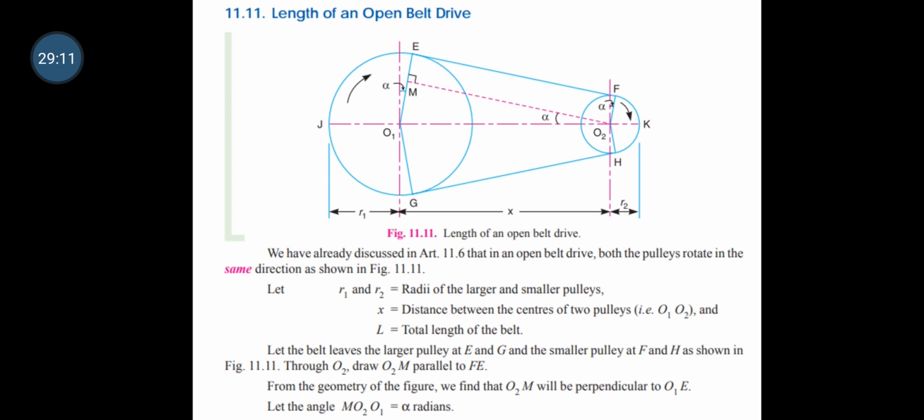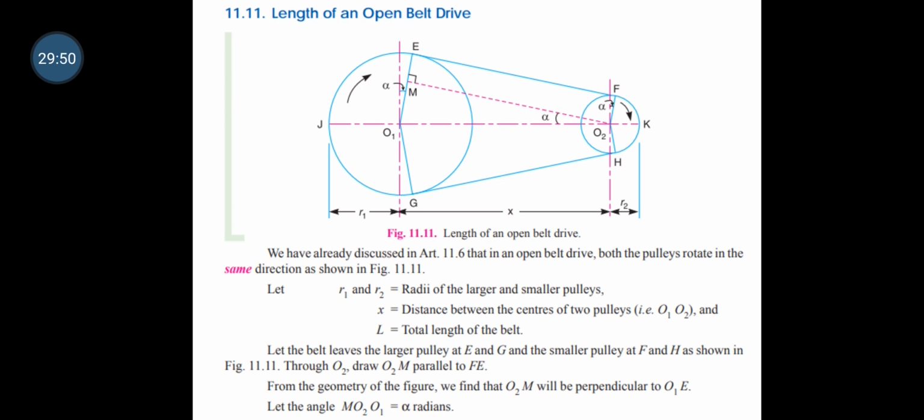We have already discussed the open belt drive in the previous chapter. In this picture, R1 and R2 are the radius of the larger and the smaller pulley. X is the distance between the centers of the pulleys, that is O1 and O2, and the length of the belt is equal to L. The belt leaves the larger pulley at E and G, and the smaller pulley at F and H, as shown in this figure.